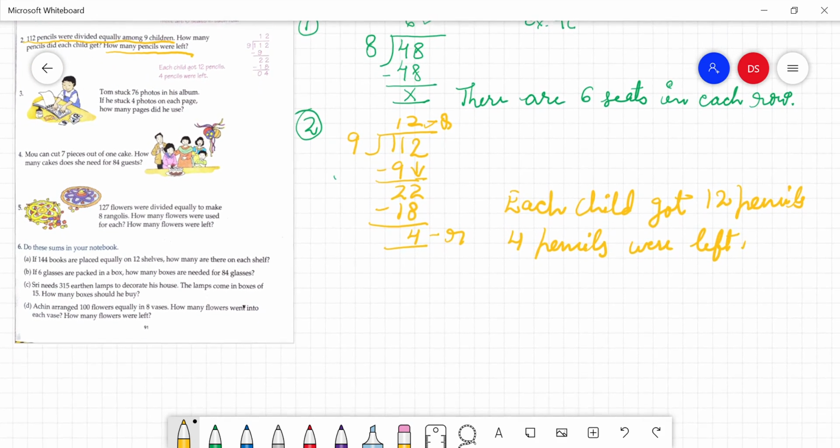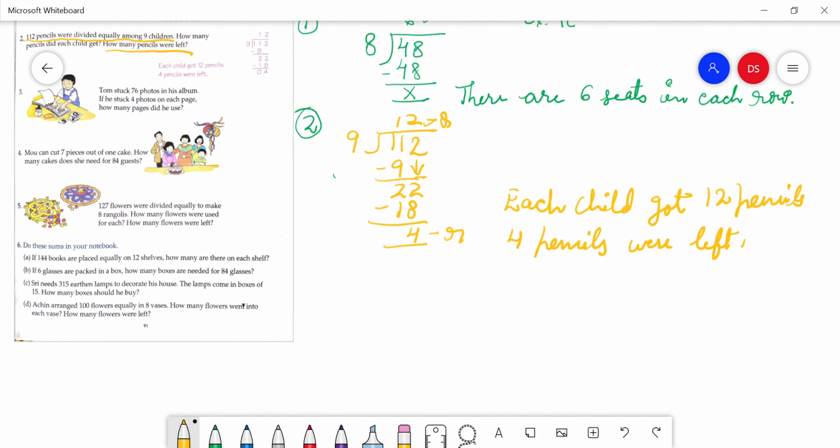Now we will move to the next question, question number 3. In this question, Tom stuck 76 photos in his album. There is an album and Tom stuck their photos. How many photos? 76. If he stuck 4 photos on each page, how many pages did he use? Total number of photos are 76.